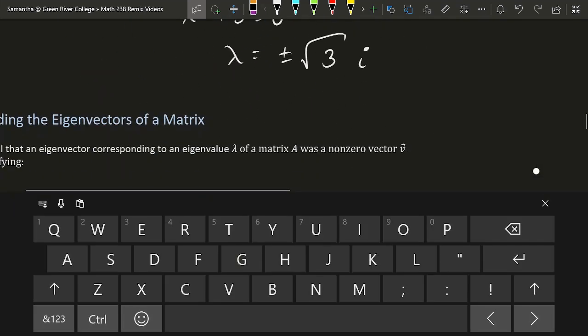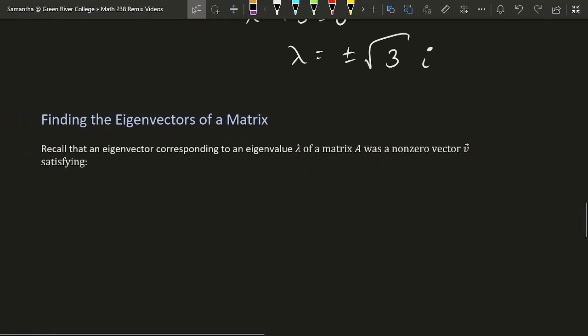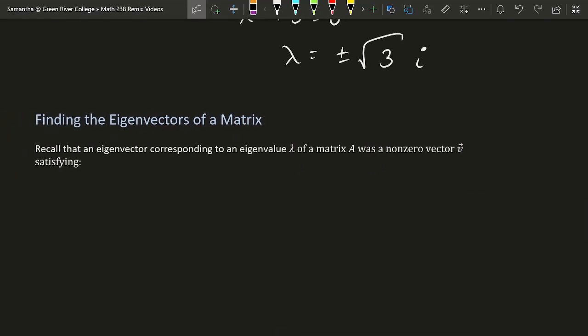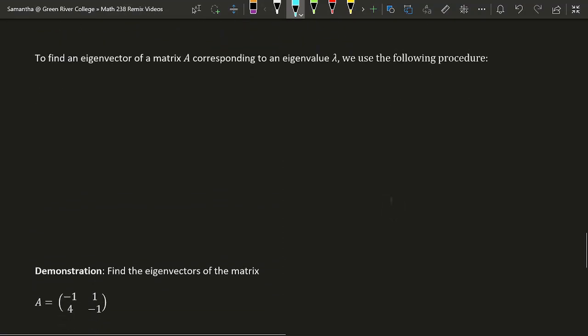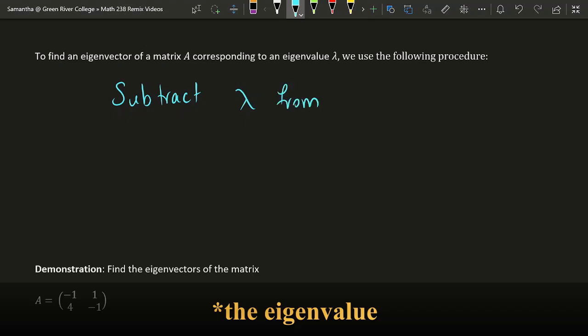Now that we've learned how to manually find the eigenvalues of a matrix, we can talk about how to find the eigenvectors of a matrix. Now, to find an eigenvector corresponding to a specific eigenvalue, we can use the following procedure. We go back into the matrix and we subtract the eigenvalue from the diagonal entries.